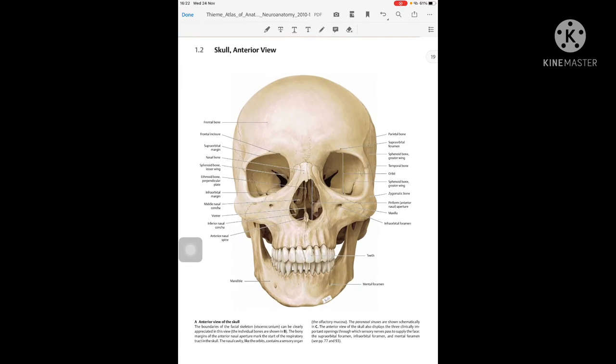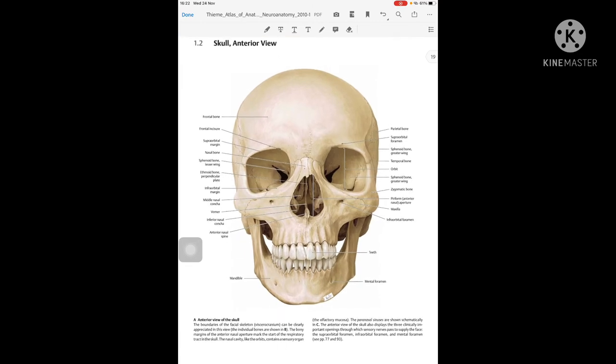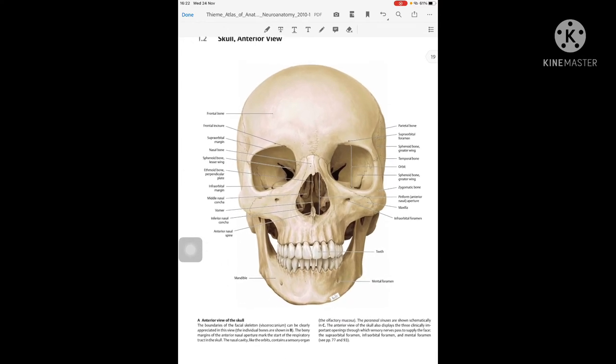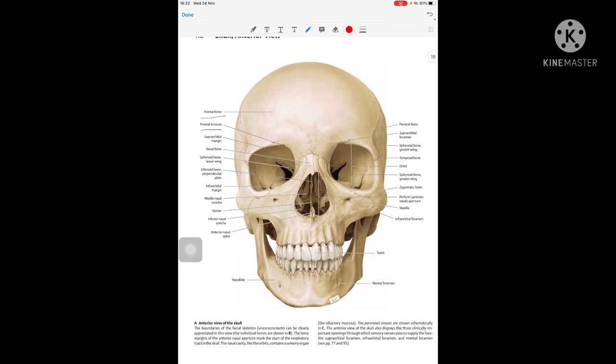Now we see the anterior view of the skull. Frontal bone, frontal incisure here present. It's the supraorbital margin. It's the nasal bone here. Sphenoid bone, lesser wing, inside the orbit. Ethmoid bone, perpendicular plate.